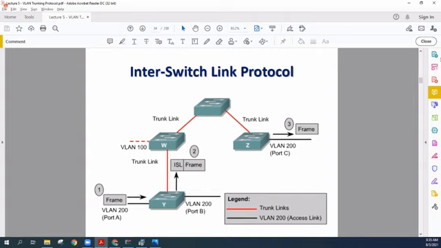1, 2, trunk, 3. VLAN 200, port A, trunk link 3. We'll see what is going to be described so that we can understand there are 4 switches. Trunks are established, the red color link. This black color is the access link. Switchport mode access is the command, and switchport mode trunk is the command for configuring these ports.